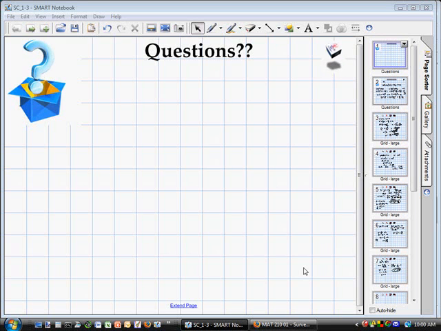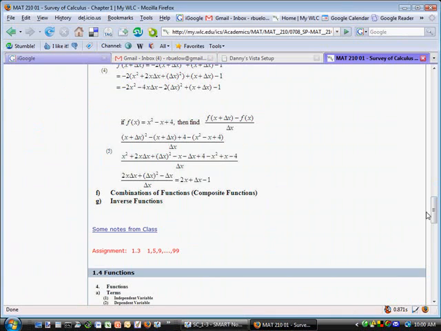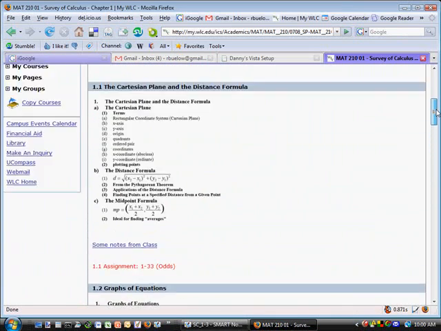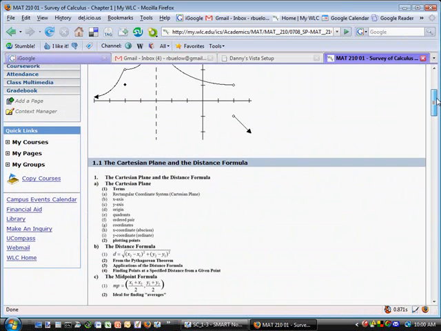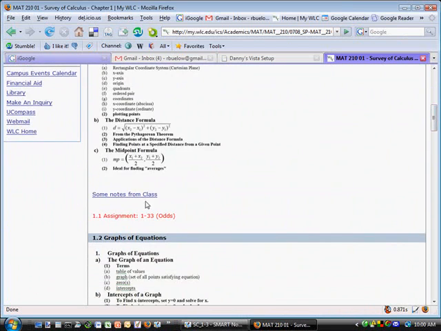Get started. I'm going to do that reminder myself here. I wanted to show everybody that on my WLC, I don't know how many of you looked at that, the outline of the stuff we did is there. You've got some notes from class.